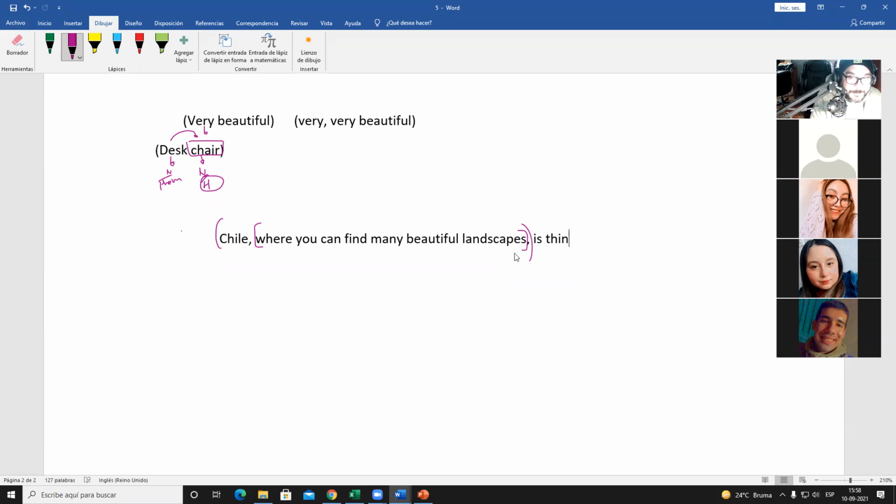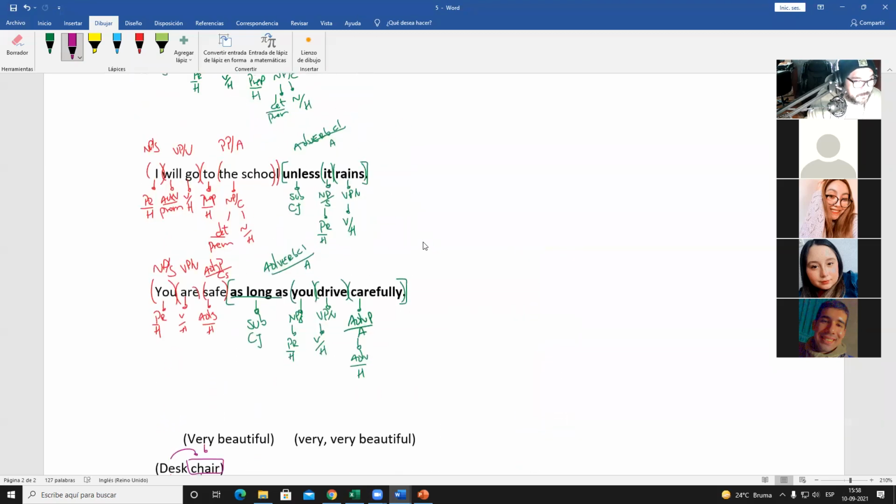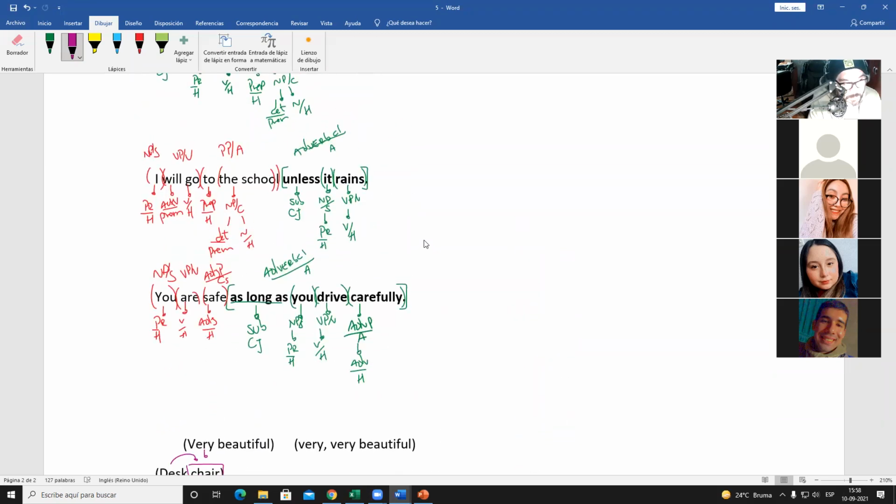¿Más dudas, chiquillos? Profe, ¿cómo vamos a poder identificar cuando termine un adjective clause o un adverb clause? Ya, es fácil. Los adverb clauses se mueven. Lo voy a tomar, lo voy a leer y lo voy a mover adelante. I will go to the school unless it rains. Voy a tomar unless it rains, lo voy a poner adelante y lo voy a leer de nuevo y tiene que significar lo mismo. Unless it rains, I will go to the school. Listo, ese era el adverbial.